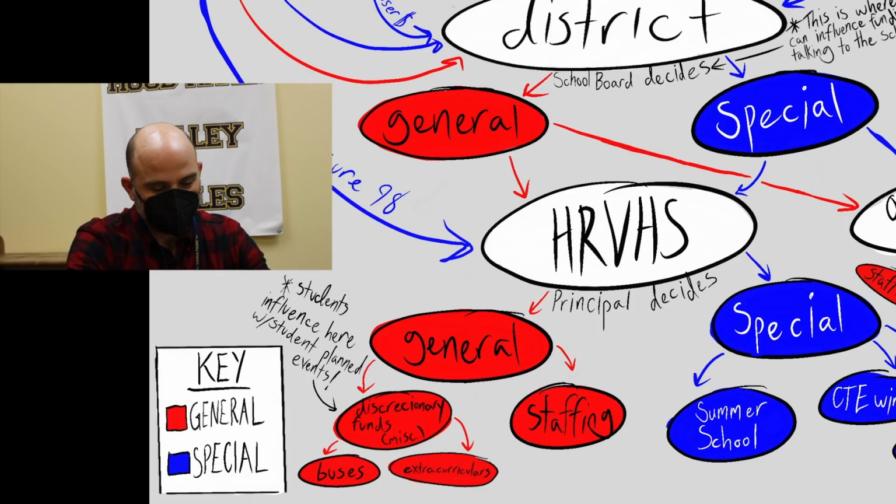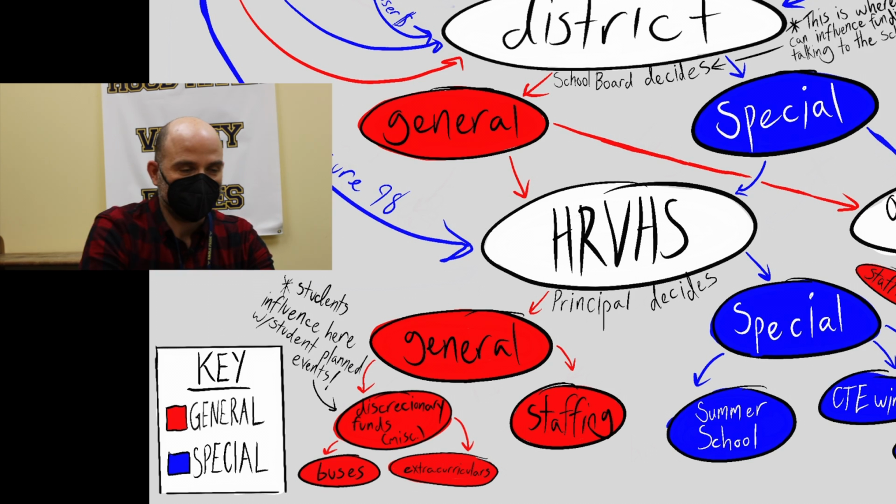The general fund gets money from the state, which gets money from taxes collected from various entities and income taxes, and so it's all funded through taxpayer dollars. The funds that we use for staffing the schools, that's the biggest piece of our budget, and then the rest is what we call discretionary funds that then your principal has some discretion over how to spend.